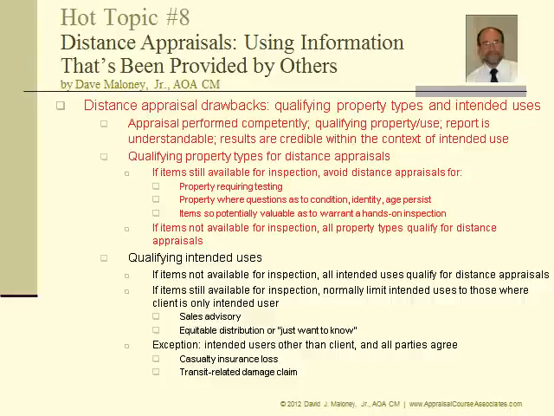Which intended uses qualify for distance appraisals? If the property is no longer available for inspection, appraisers can perform contingent distance appraisals for any appraisal assignment regardless of its intended use. Typical examples would include litigation, casualty loss insurance claims, or transit-related claims. But for property that is still available for inspection, there are limitations as to intended use.